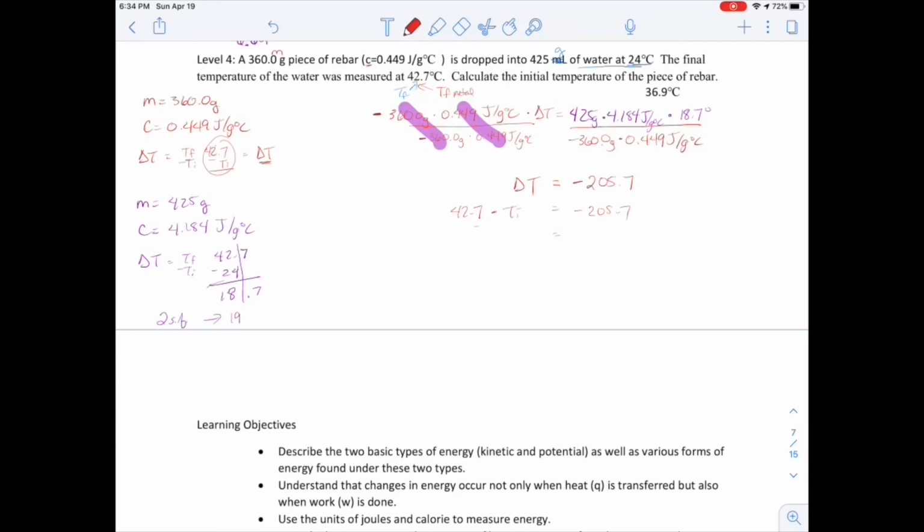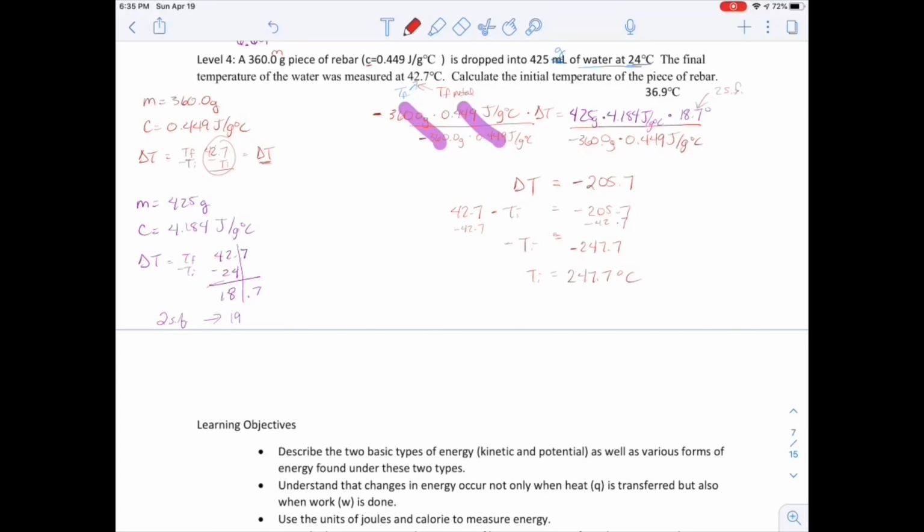You're going to subtract 42.7 from both sides, and you're going to get rid of the left 42.7. You'll end up with negative TI is equal to 247.7. Don't forget that that's negative. So now you can divide both sides by a negative and get TI equals 247.7 degrees Celsius. And this answer does make sense. It's a very hot temperature.